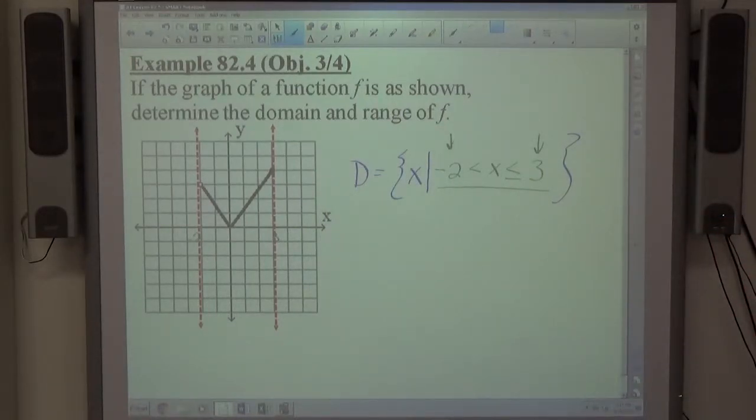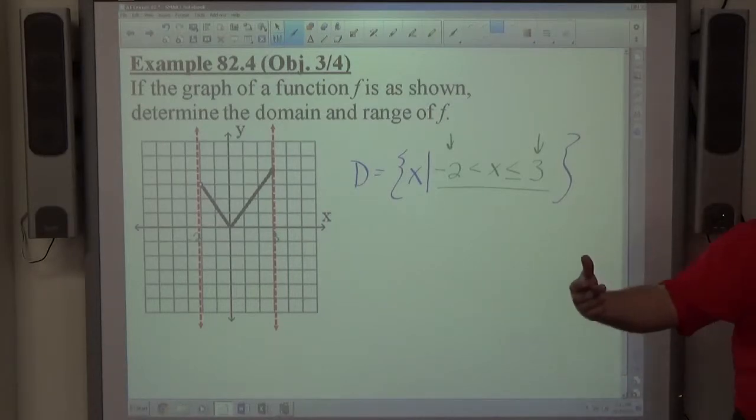It doesn't matter even what the graph looks like. Find me the leftmost point, find me the rightmost point. From there to there is the domain.